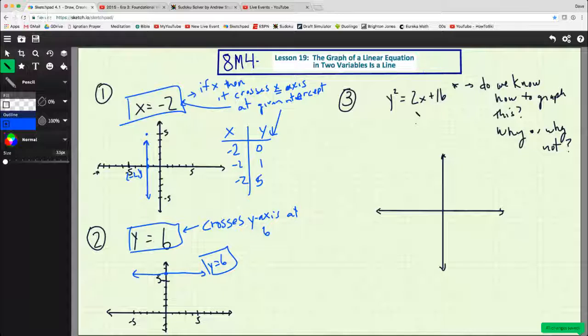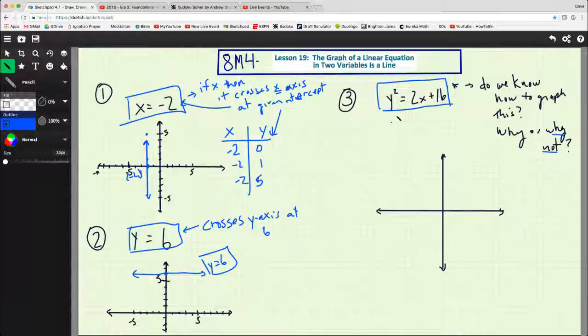All right. Now, number 3 is kind of a teaser. So do we know how to graph this? And why do we maybe not? Maybe the answer is why not? I'm kind of giving you the hint that this may be hard to graph, or we don't know how to graph it. So think about it, pause, think about it, and then I'll come back and I'll tell you the answer.